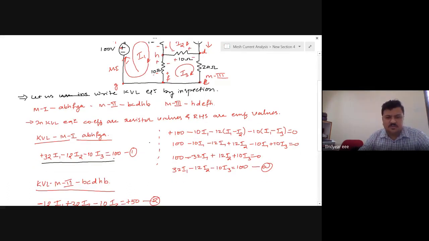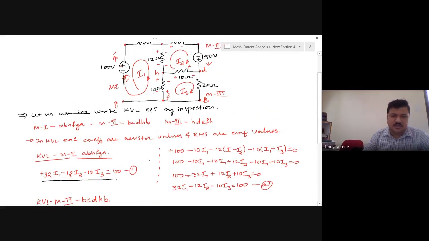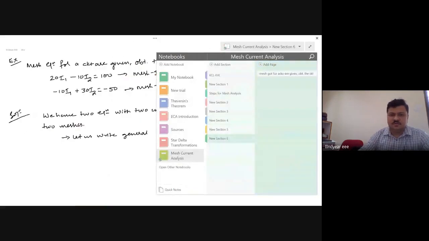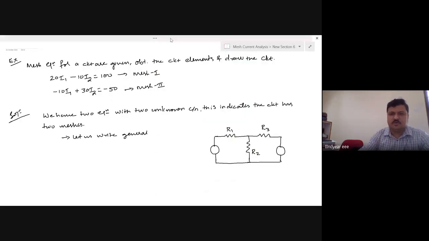RHS of this mesh equation 1 is positive. What does it indicate? Why did I take it positive? Because the direction of current and the direction of EMF is the same. So in the reverse way, what I can understand from the equation is, if the RHS of the equation is positive, the direction of current in that mesh and the direction of the EMF source is the same. From this circuit, I already have assumed that all my mesh currents throughout are in clockwise direction.